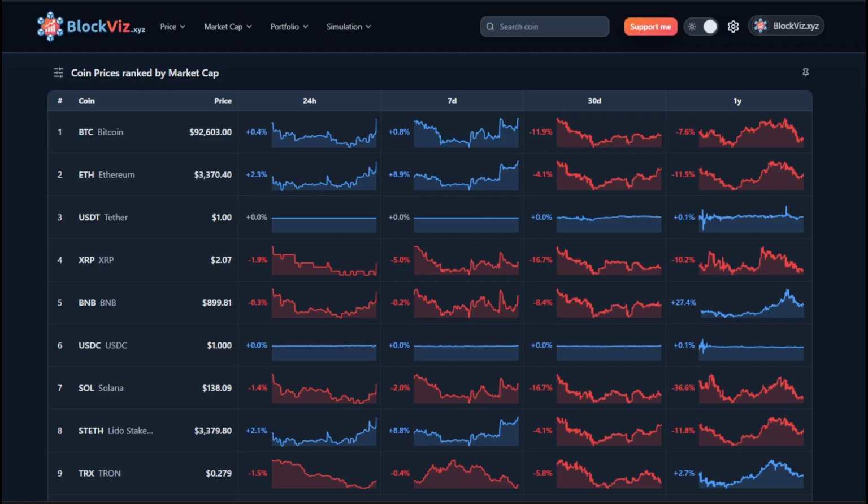This is meant to comment on the crypto market and prices, but also showcase the capabilities of the BlockViz website for your own analysis purposes, but also your simulation purposes, maybe your portfolio and other things as a trader, for example.